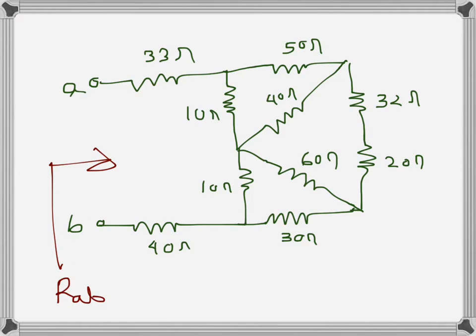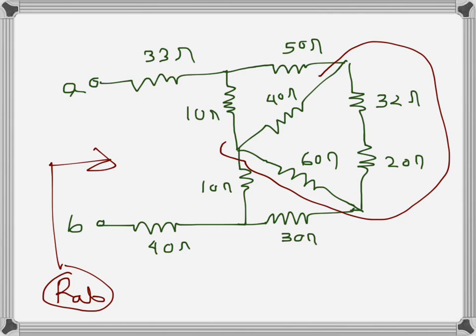So we need to find the resistance RAB as seen from terminal A and B. When we look at the circuit, we can see there are several delta connections, but we will try to convert this delta connection into Y first. So these two, 32 and 20, are in series, so together they will be 52.